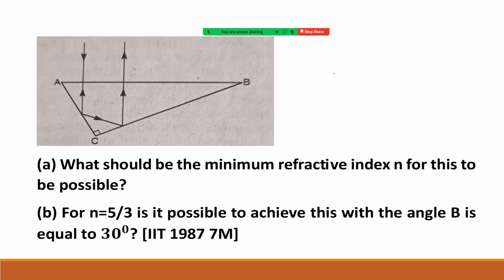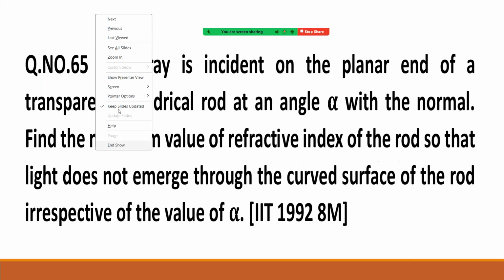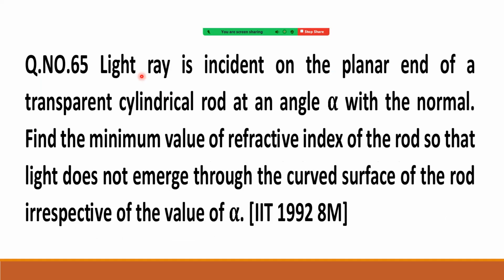Okay. Right. Let us see the next problem. A light ray is incident on the planar end of a transparent cylindrical rod at an angle alpha with the normal. Find the minimum value of refractive index of the rod so that light does not emerge through the curved surface of the rod irrespective of the value of alpha. Okay, so this was asked for 8 marks in 1992.